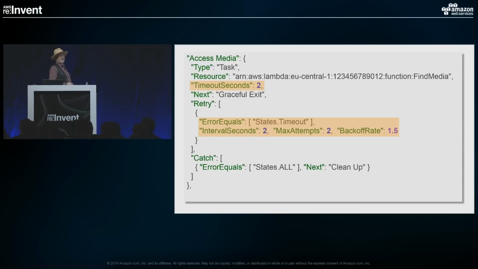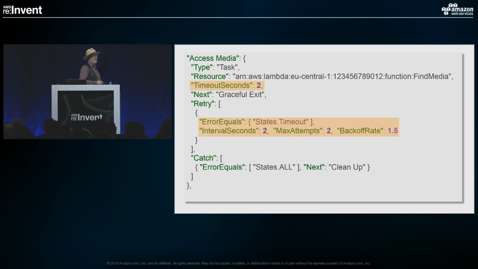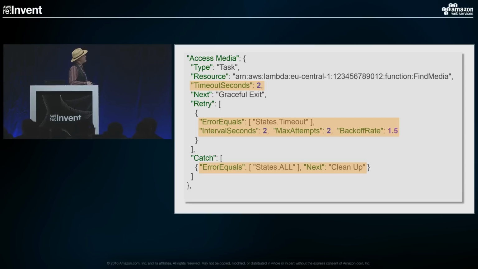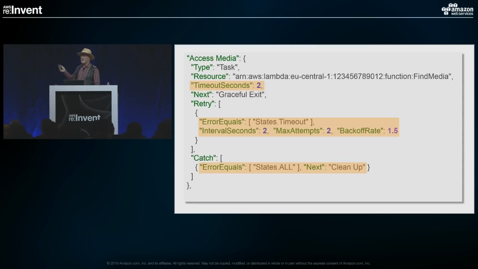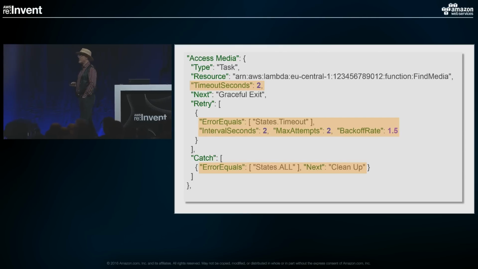And should that happen, should it time out 3 times in a row, or should the Lambda suffer some other catastrophic failure that we haven't accounted for, that would fall through to the catch clause. And once again, catch, just like retry, is an array. So you can have different catchers for lots of different error conditions, and it would branch to the cleanup state.